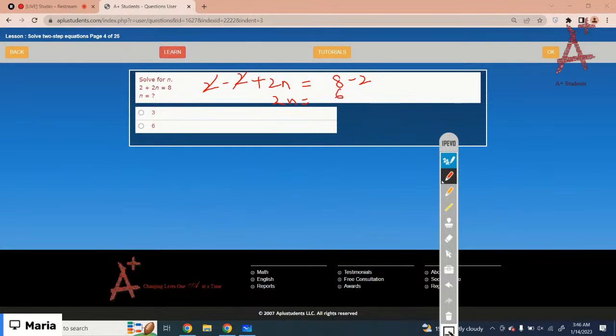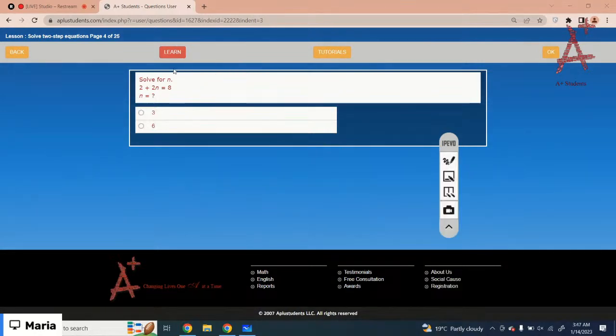Now 2 is multiplying n, so you have to divide both sides by 2. Got it? Because opposite to multiplication is division. So you are left with n equals 2 times what number is 6? 2 times 3 is 6, so it is n equals 3. Got it? The correct option is n equals 3. So just select the correct option and click on the OK button.